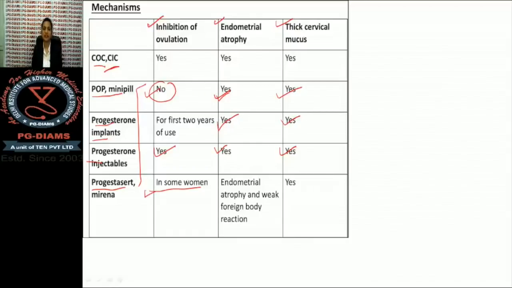Progestasert also inconsistently will inhibit ovulation, but the main action of all these progesterone drugs is endometrial atrophy and thickening of cervical mucus. Progesterone injectables, since they are high dose progesterones, definitely inhibit ovulation.